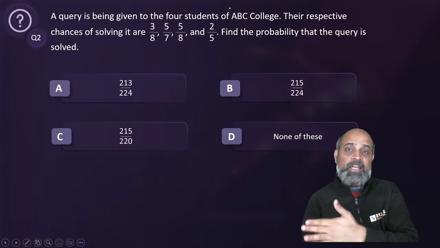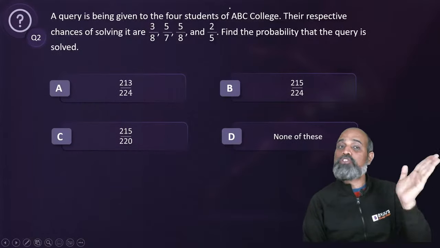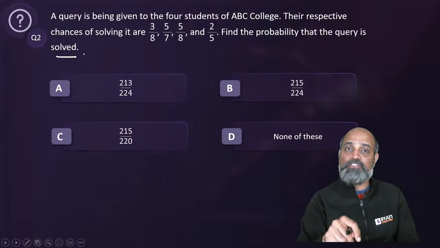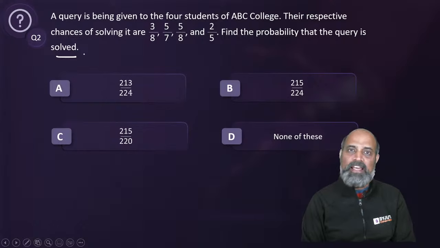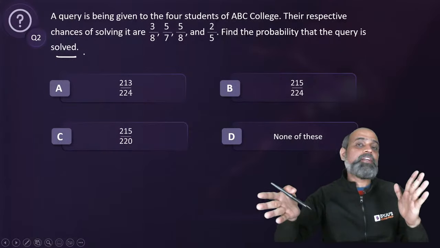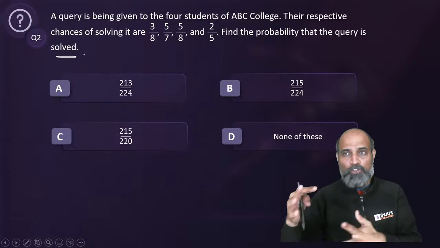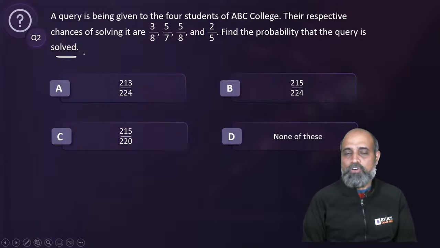So if I multiply all of this, it means first student will solve and second student will solve and third student will solve. Is it given that the query is solved by all of them, or even a single student solves, tab bhi chalega? Even when a single student solves, that will also do, right? So first student solves, the remaining 3 doesn't. The second student solves, the remaining 3 doesn't. If we continue all these cases, there are going to be tons and tons of cases. So we will have to work a little smart, right?